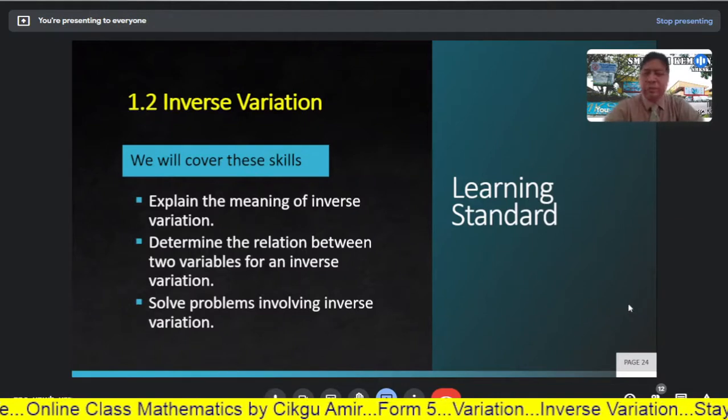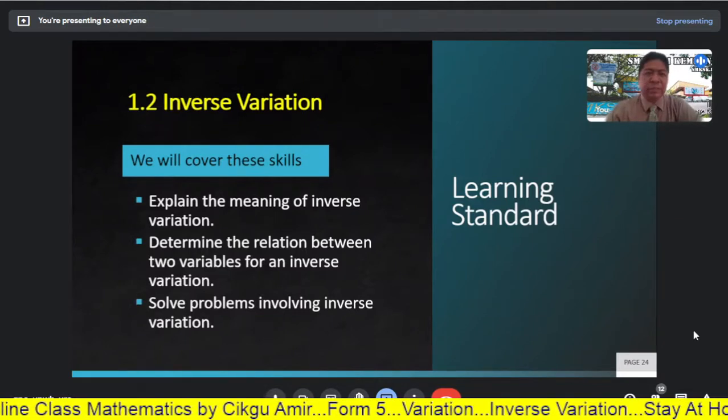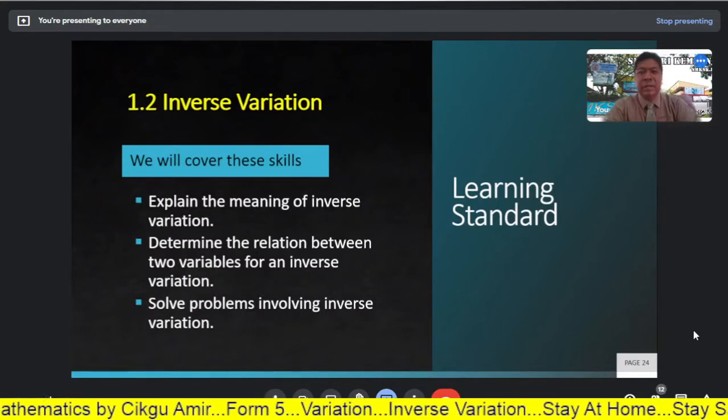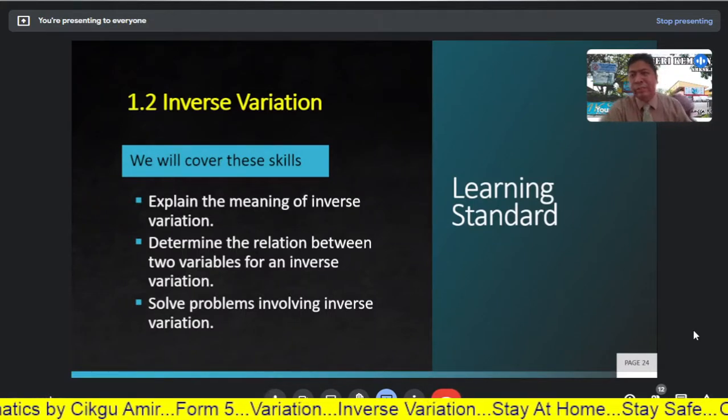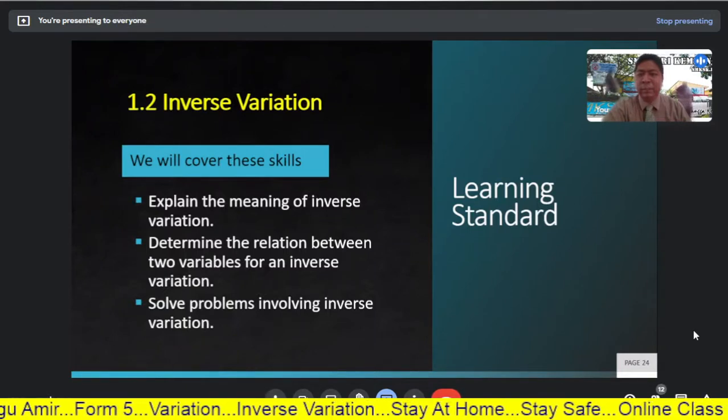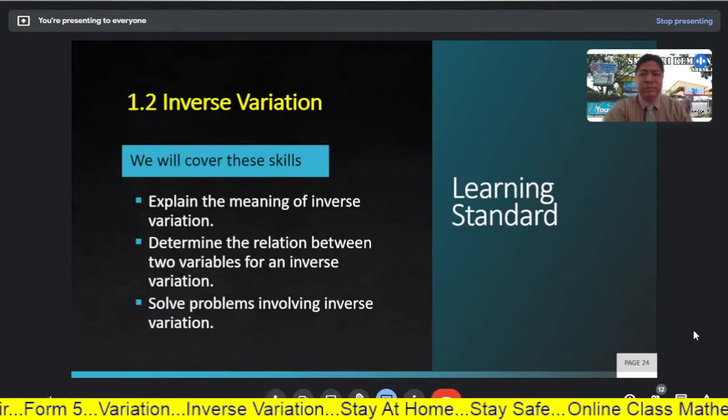Okay, we continue with our chapter one. We're still in chapter one. Today we move to the second subtopic. The second subtopic is inverse variation.